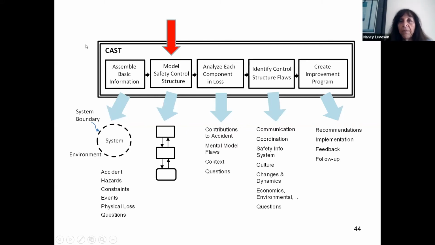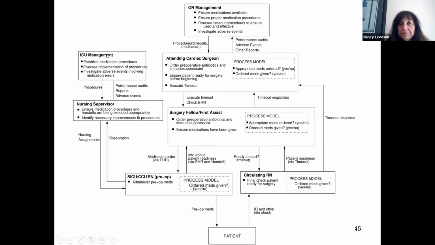The second step, model the safety control structure. So this is it. I'm sorry, it's a little small, but I couldn't get it bigger. At the very bottom here, we have the patient.